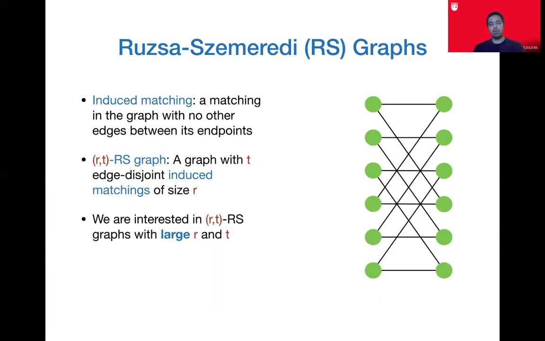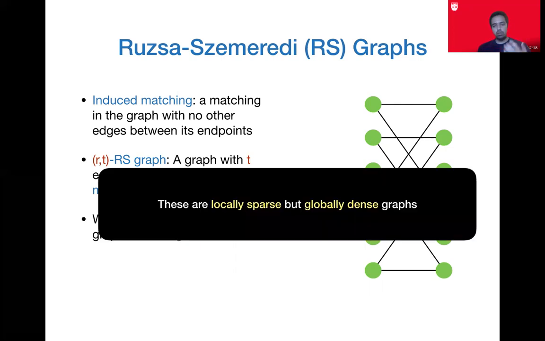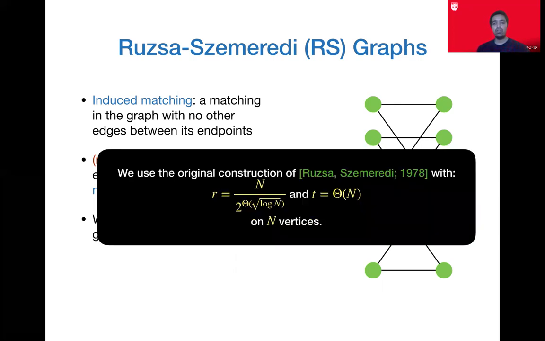And we are interested in finding RS graphs that have both very large R and T. If you think about it, this seems like a counterintuitive statement because these are locally sparse graphs. There are tons of matchings with no edges between them. But at the same time, they have to be globally dense. But it turns out, interestingly, that such graphs exist. And one nice construction is already given by Ruzsa-Szemeredi that gives R slightly sublinear in N and T linear in N. And that's how we get the parameters, and this is the graph we are going to work with.